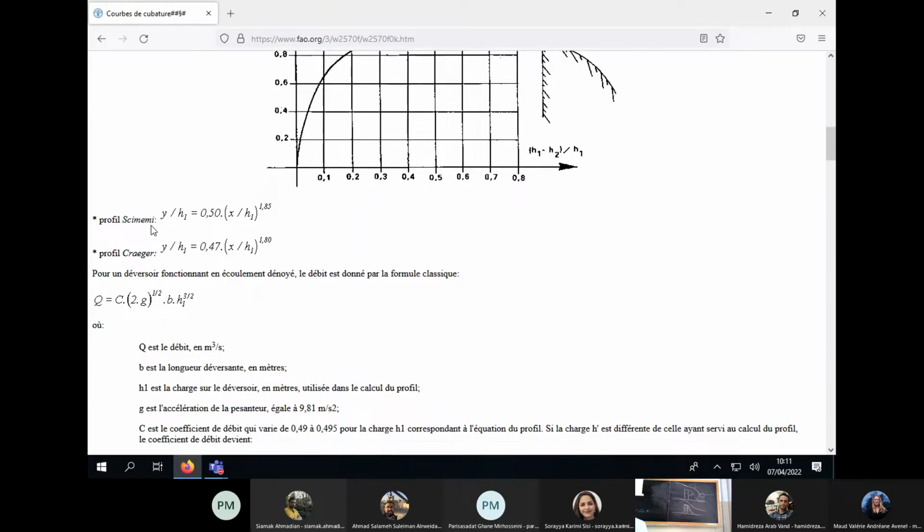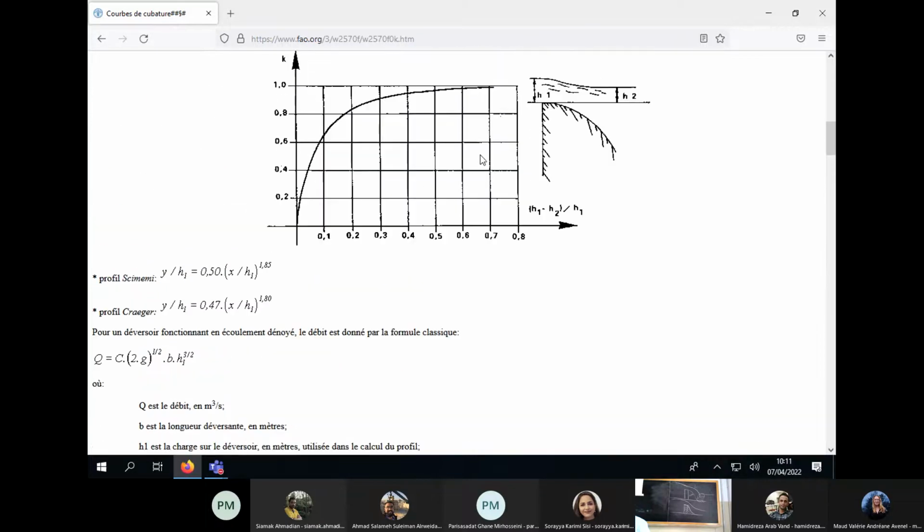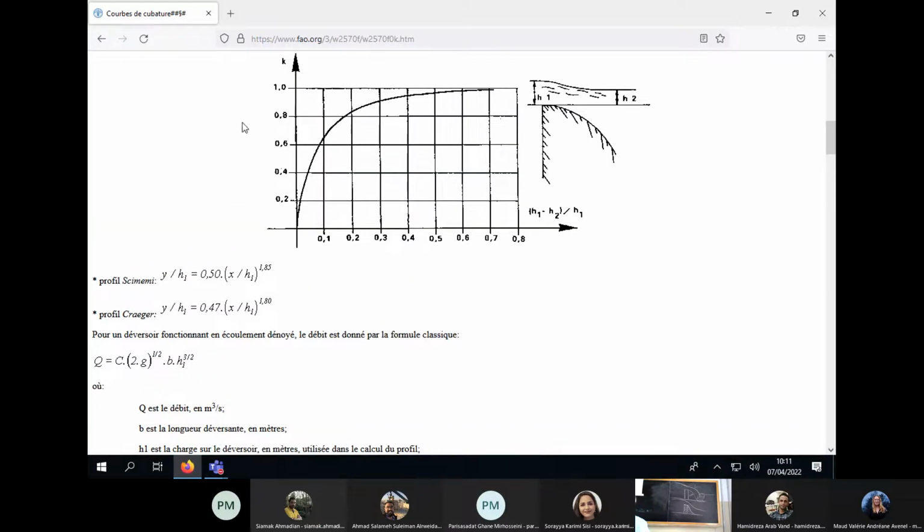Here they are. These are the two profiles, Scimemi and Creager, and they are very similar. There are a couple of coefficients that are a little bit different, but they are very similar. And as I said, you don't have to learn them by memory. I just wanted to give you a link to a free document where you could find, in case you need it, a reference for this profile. Okay.